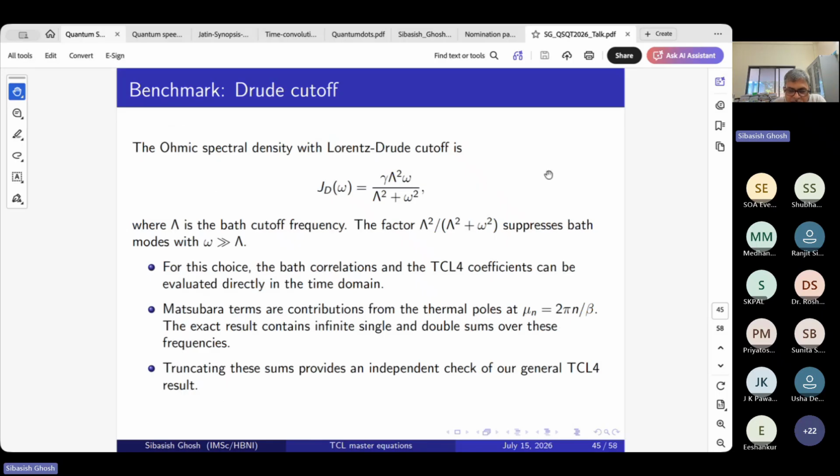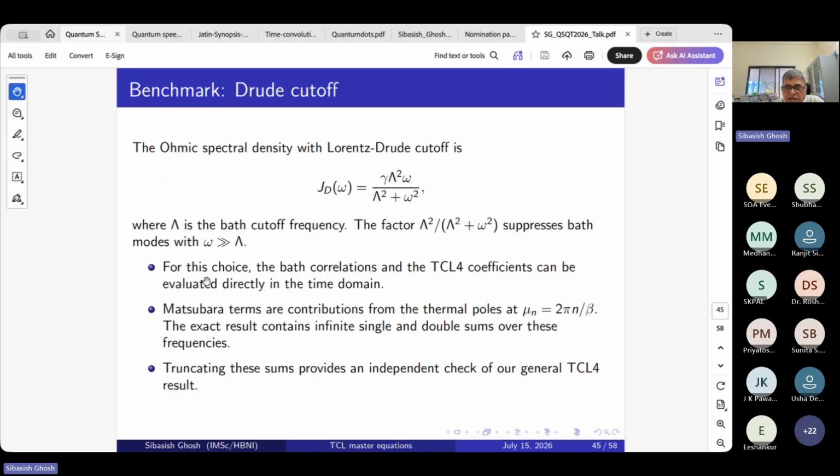Now the question is: we have done this higher-order TCL, how good is it in terms of the actual dynamics? We cannot do it for arbitrary actual dynamics, and we also cannot do it for an arbitrary spectral density. So what we have taken is the ohmic spectral density, because it is proportional to omega. This is known as the Lorentz-Drude cutoff. This is the ohmic spectral density, and capital lambda is the Drude cutoff frequency. Basically, if omega is greater than or equal to this cutoff frequency, then this J of omega will go to 0.